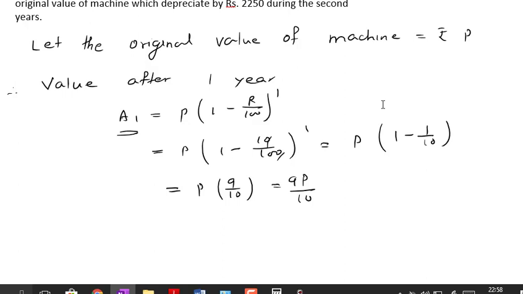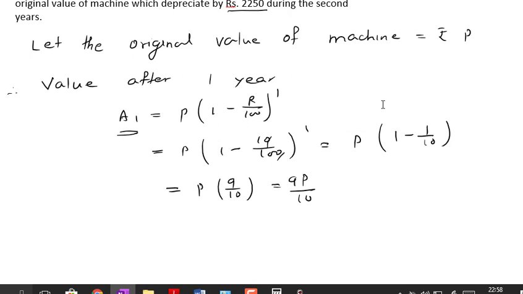Depreciation for the second year is 2250. So this depreciation is the same as the simple interest. In simple interest, what we are getting is the extra amount; in depreciation, it indicates the amount which we are losing. So depreciation for the second year is 2250.